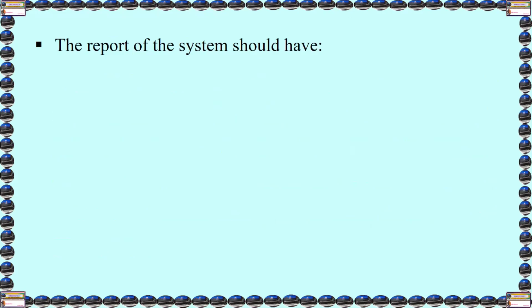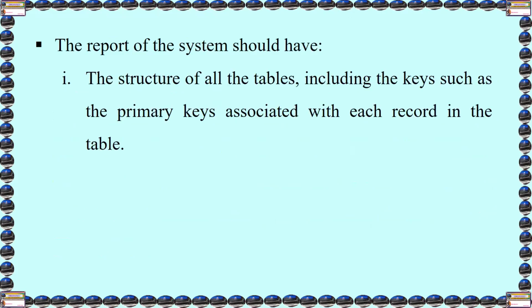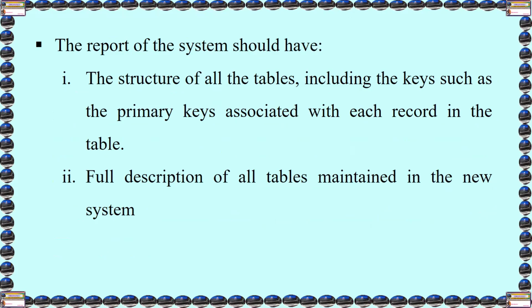The report of the system should indicate the structure of all the tables, including the keys such as primary keys associated with each record in the table. It should also contain the full description of all tables maintained in the new system, as well as the data types of the fields that have been used.